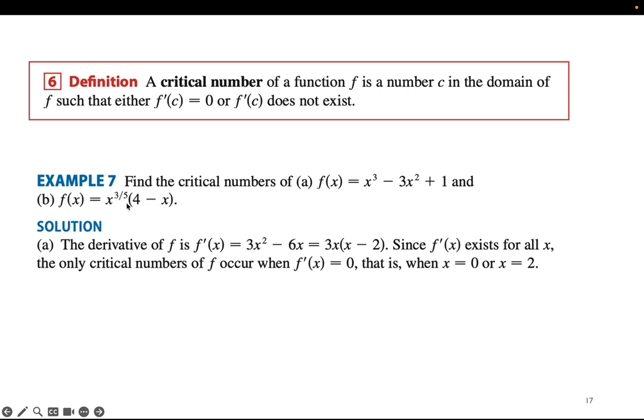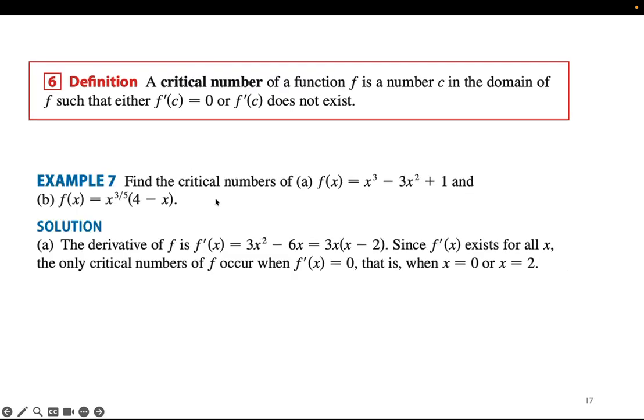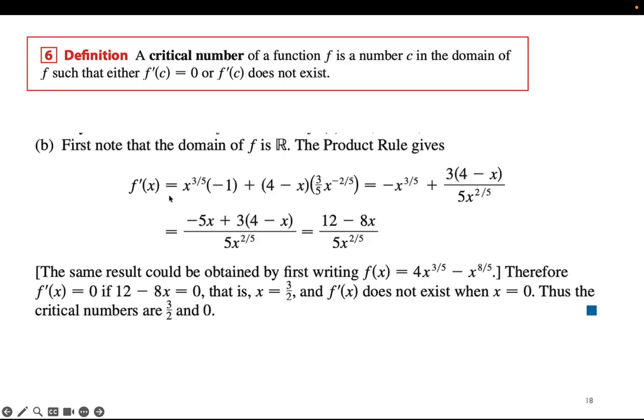This is the product rule. So let's do that. If I apply the product rule, which says keep the first, differentiate the second, plus keep the second, differentiate the first. So keep the first, differentiate the second is -1. Keep the second, differentiate the first is just the power rule. Bring down the 3/5, minus 1 is -2/5.